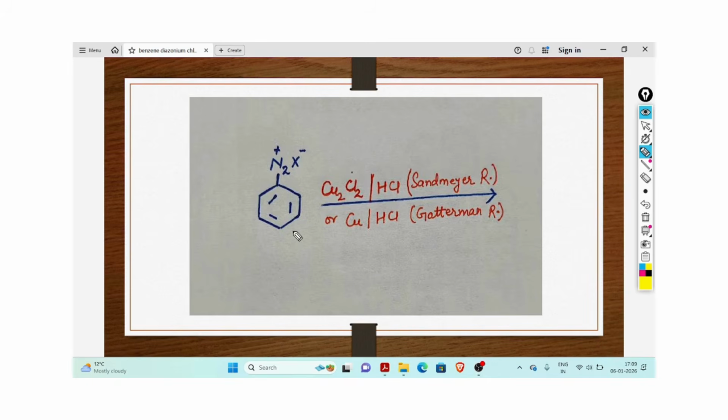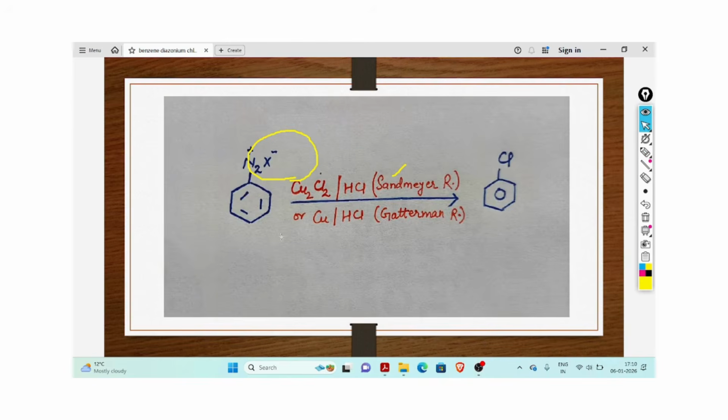So how to learn the reaction? What is the easy trick for this reaction? See, you will remove this N2X from the benzene, and in place of this N2X you will apply this Cl on the benzene. Very easy trick is: remove this N2X from here and in its place, substitute the later part of whichever molecule you are reacting with, here Cl. So this is a very easy trick. So what will be the product?